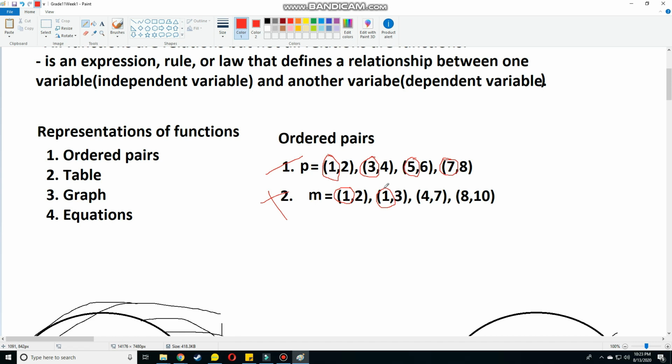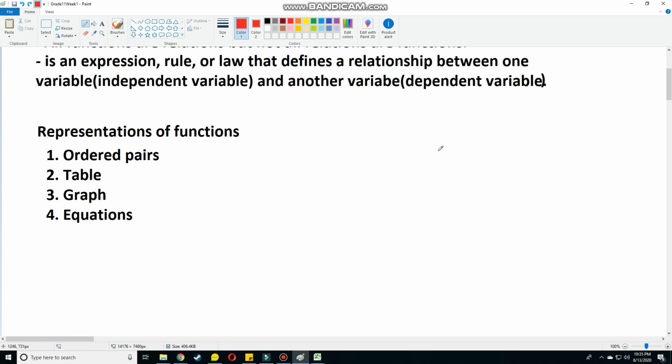Okay, so let me repeat it to you. If we are looking into the set of ordered pairs, whether they are function or not, you would look into the domain or the x. Okay, now if there is a repetition, then it is not a function, but if there is none, then it is a function. So let's go to table. On table, it's almost the same as our set of ordered pairs, wherein we would simply look into our domain x or our independent variable.